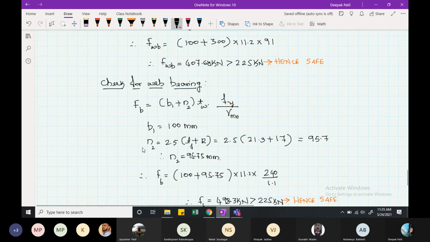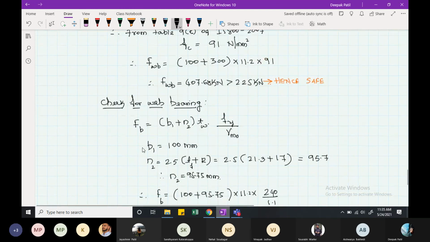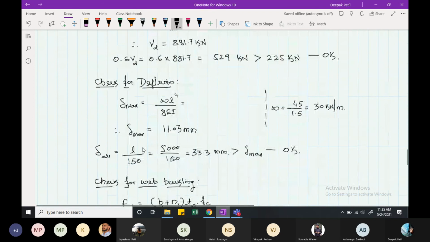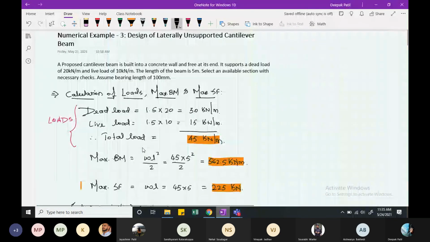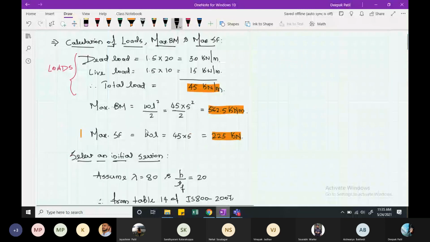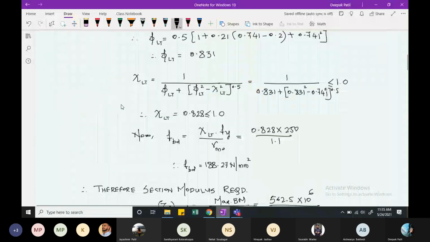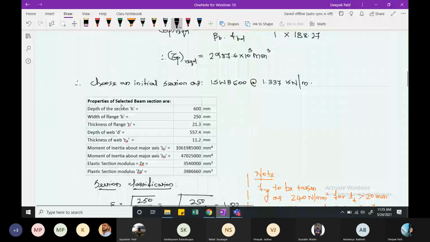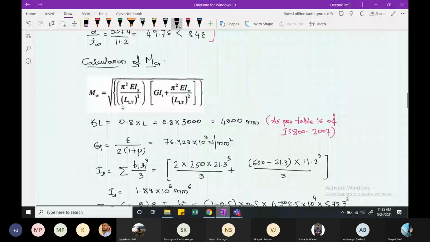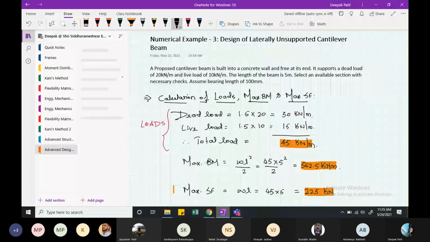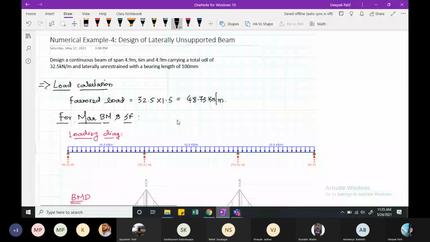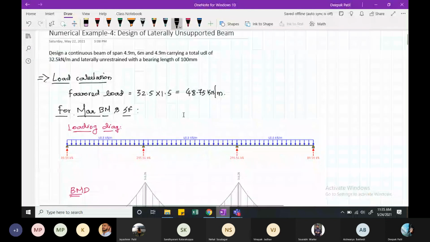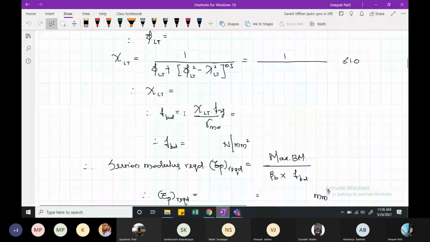So this is how you can solve for the cantilever beams. Where you have to be careful is while calculating maximum bending moment and shear force, and you should be careful in calculating the effective length of the beam. So only these are the two changes you have to make as compared to the design of simply supported beams, right? I have one more numerical example which I will not solve in the class, but I have already done that, and I will substitute all the numerical values in that, and I'll give you the PDF of this.